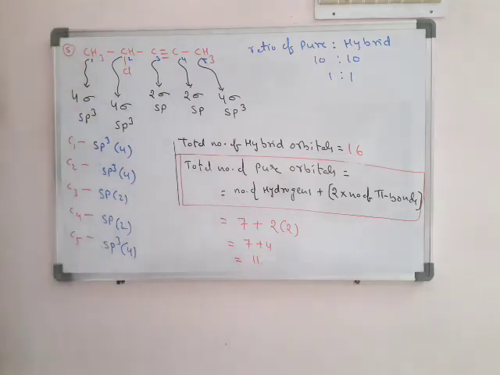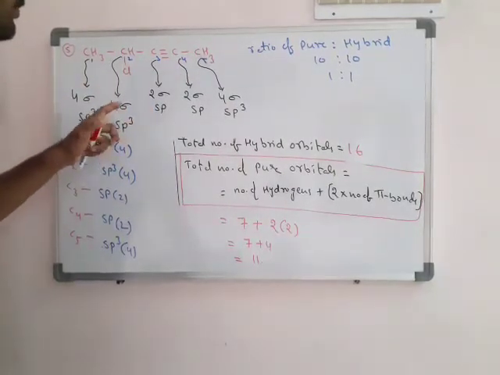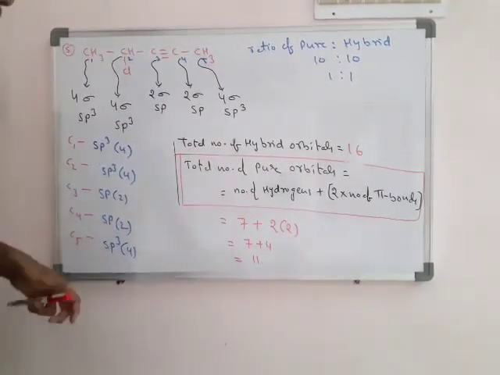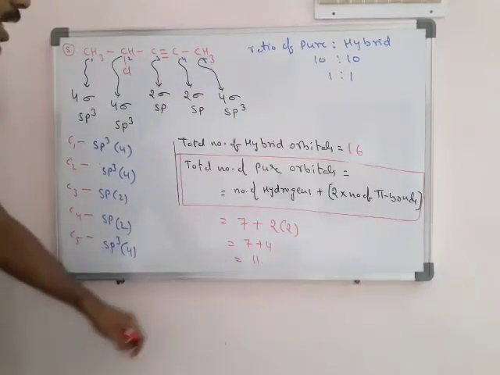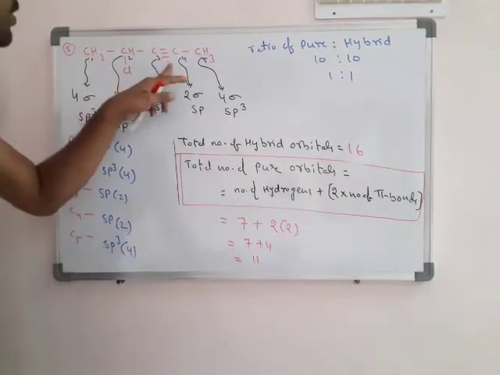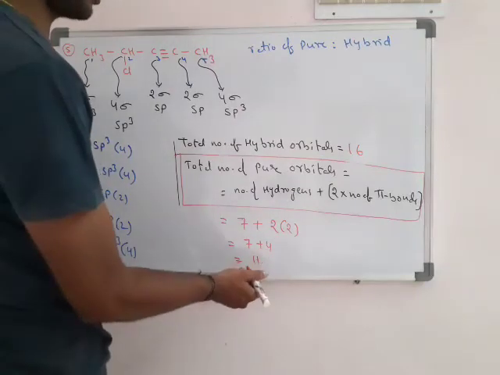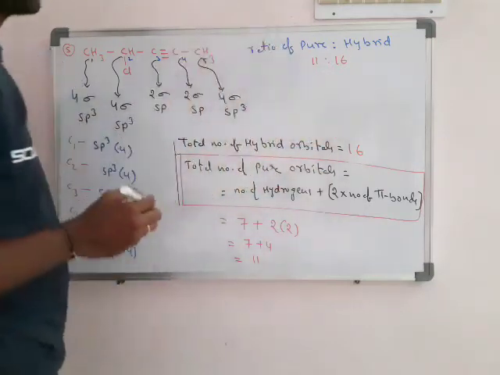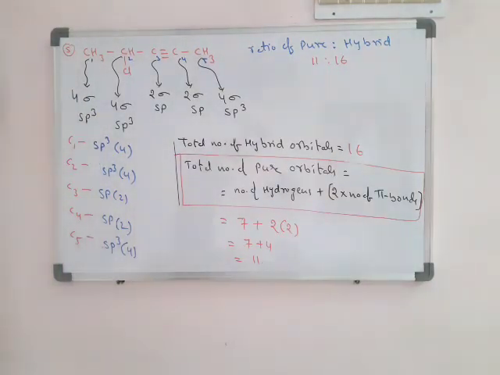It is not in a simple ratio. Are we making any mistake? 4, 4, 4, 4. Okay, 7 hydrogens, 3 plus 4 is 7 hydrogens. Next, pi bonds: 2 pi bonds mean 2 times 2, that is 4. No doubt, so what is the ratio now? It is not a simple ratio. It is 11:16. Pure orbitals 11 and hybrid 16. Okay, this is the hybridization of the carbon atoms.